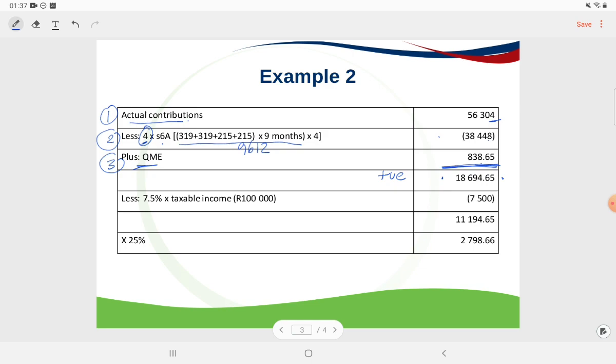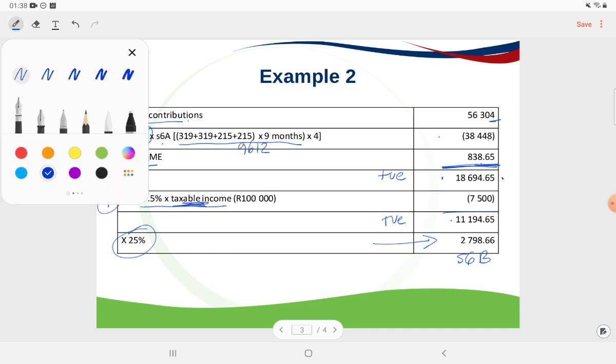So we have a positive amount. Then the next step is to then reduce that amount by 7.5% of the taxable income. So that would be 7,500. And then you would subtotal again to just check that you will still have a positive amount. Then you would apply 25% to that 11,194 rands and 65 cents. So you apply 25% to then arrive at your section 6B additional medical tax credit rebate. And this is the amount that would then reduce the normal tax payable by the taxpayer.